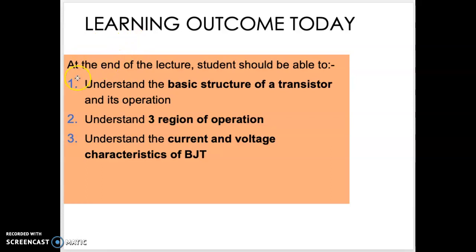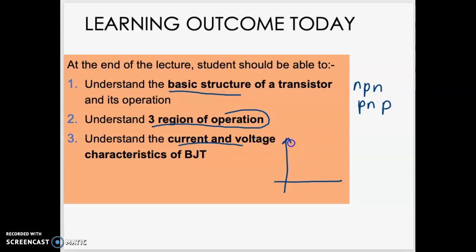So our learning outcome for today is number 1, to understand the basic structure of the transistor. The transistor that we will learn today is either NPN or PNP. The second one is to understand how the transistor works based on the three regions of N, P and N. And the last one is to understand the IV characteristic.